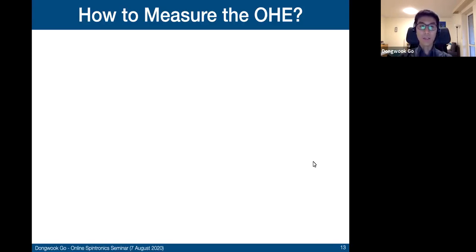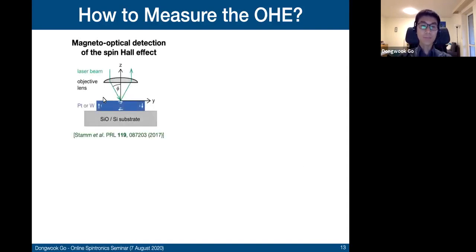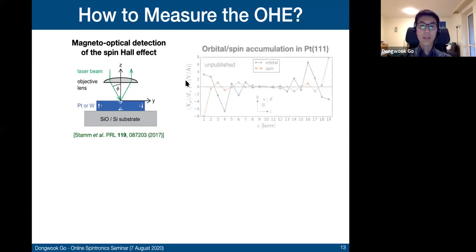Therefore, I believe that a lot of experimental tools that we already have to measure spin Hall effect can actually measure orbital Hall effect. For example, in this experiment in 2017 from the research group in ETH Zurich, they measured spin accumulation caused by spin Hall effect through a longitudinal MOKE setup for platinum and tungsten. So they measured spin accumulation, but I was just curious, so I calculated actually spin accumulation and orbital accumulation caused by spin Hall and orbital Hall effects in platinum film.